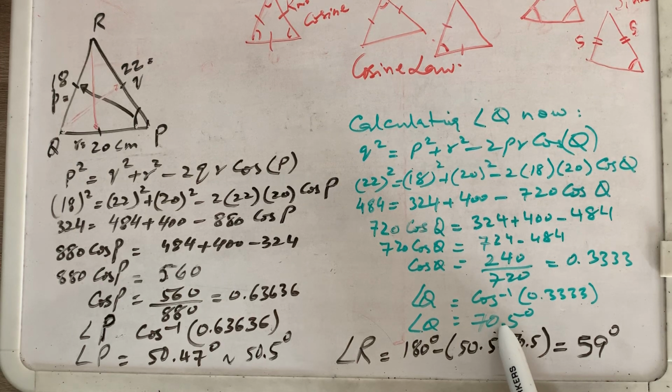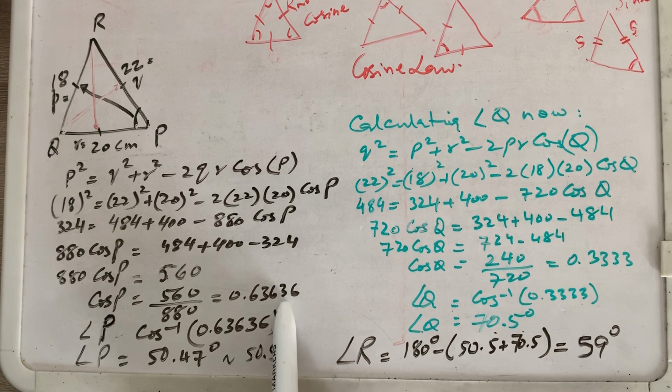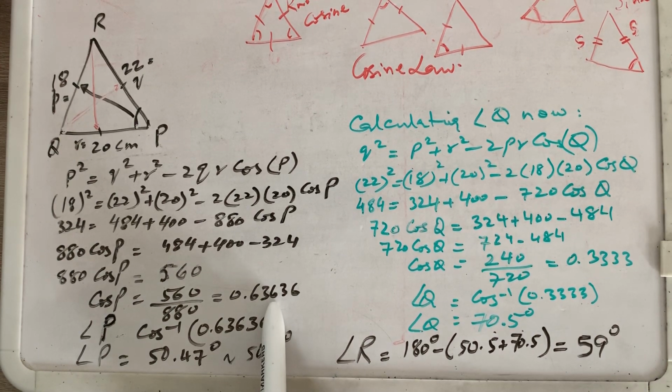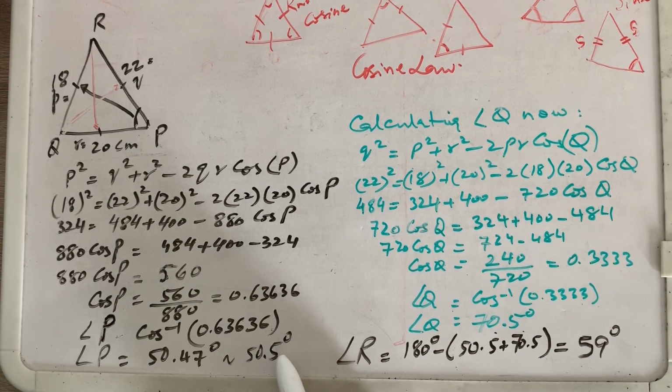70.5, right? So here also, when we have cos P as a decimal value, we have to take the cos inverse of this decimal value to get the angle P. So cos inverse of 0.63636 is 50.47, or we can say 50.5 degrees, right?